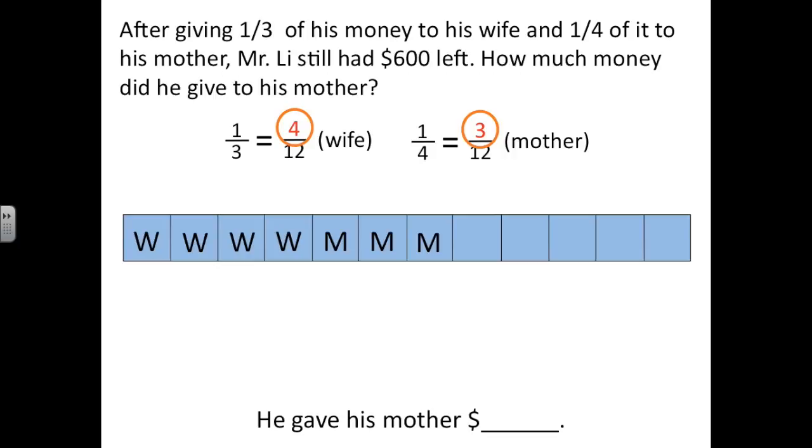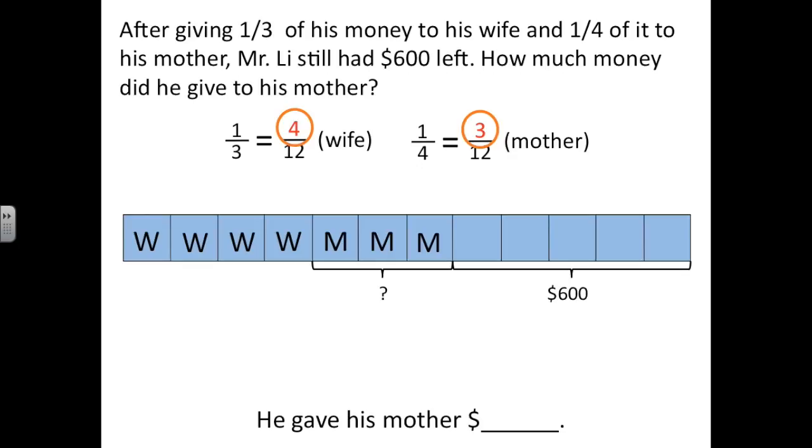I want to find how much money he gave to his mother, so I'm going to label that with a question mark. If I look back at the first sentence, I'm also told Mr. Lee still had $600 left. So I can label everything that's left over as $600 as well. I want to know how much money did he give his mother. I have my sentence on the bottom, I have my question mark in my bar model, and so now I should be ready to solve.